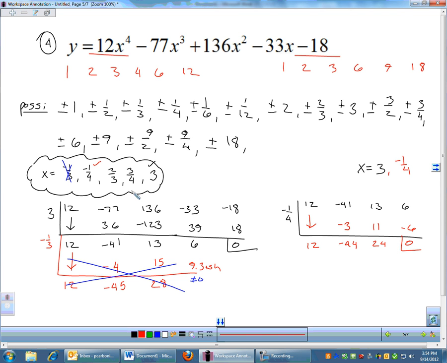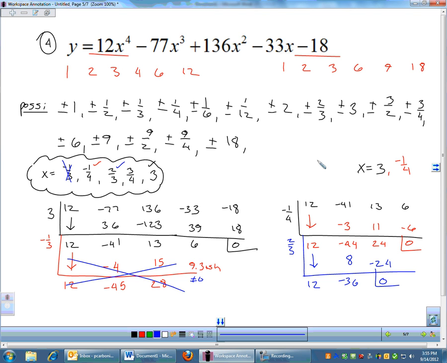And then I'm going to keep looking, and I'm going to go with 2/3. We'll see if 2/3 works. So 2/3. Bring down my 12. 2/3 of 12 is 8. Negative 44 plus 8 is negative 36. And you can punch these in the calculator to help you out. That would end up being negative 24. 24 minus 24 is 0. So that is another remainder of 0.